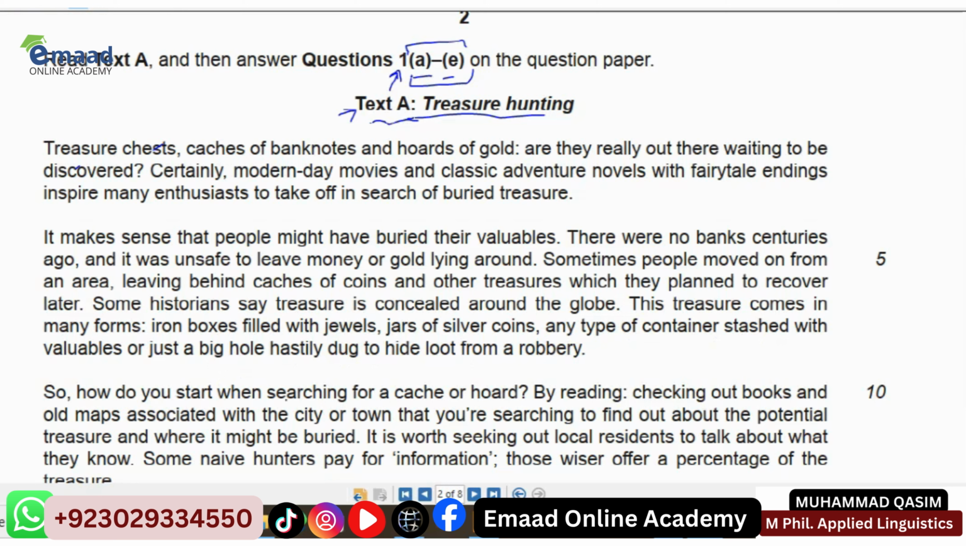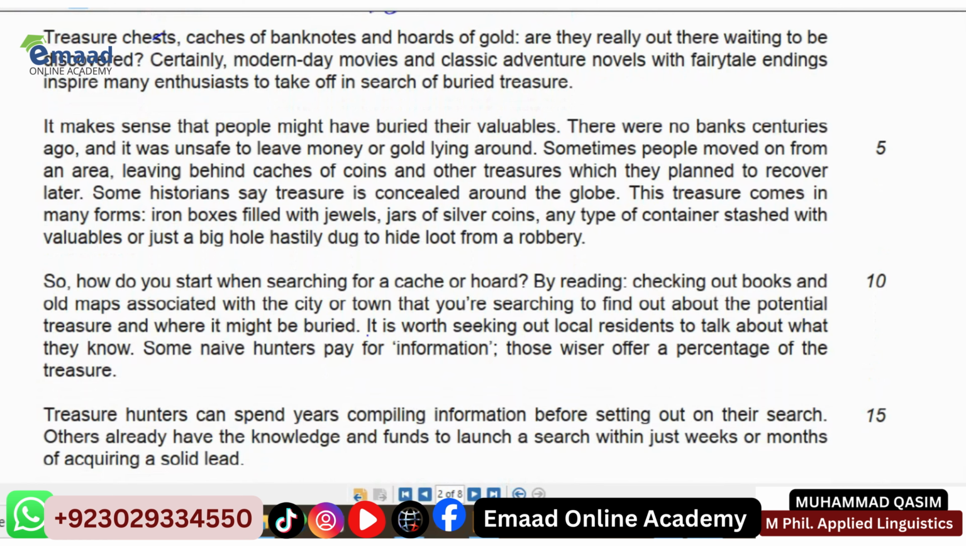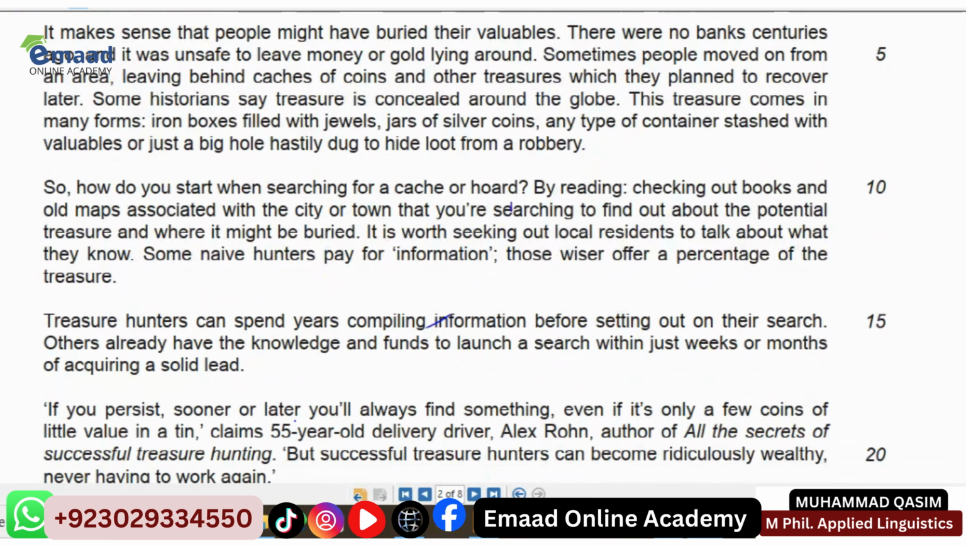So how do you start when searching for a cache or hoard? By reading, checking out books and old maps associated with the city or town that you're searching, to find out about the potential treasure and where it might be buried. It is worth seeking out local residents to talk about what they know. Some hunters pay for information. Those wiser offer a percentage of the treasure. Treasure hunters can spend years compiling information before setting out on their search.